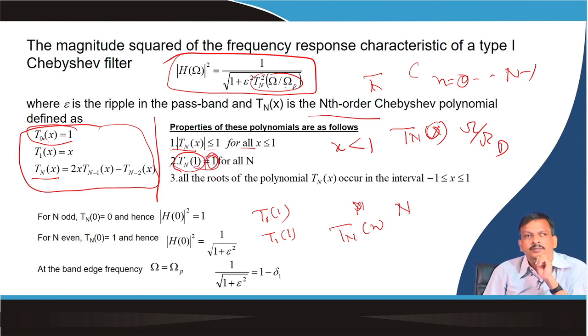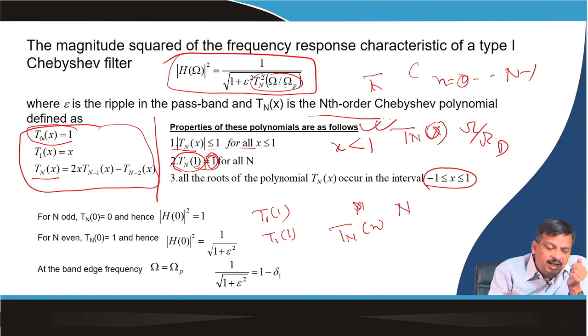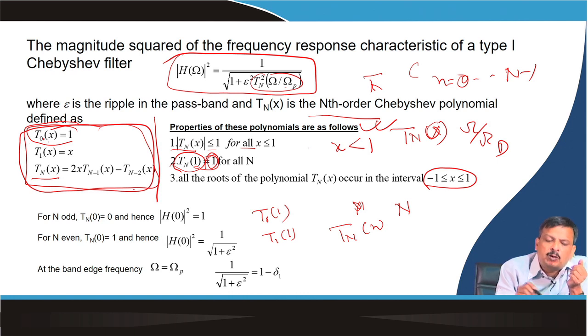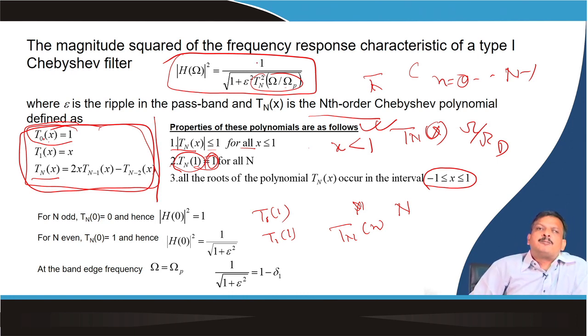All roots of the polynomial occur in the interval of -1 to +1. Okay. So these are the properties, and this is my Chebyshev polynomial. I use these two properties to design that filter. How do I design it?